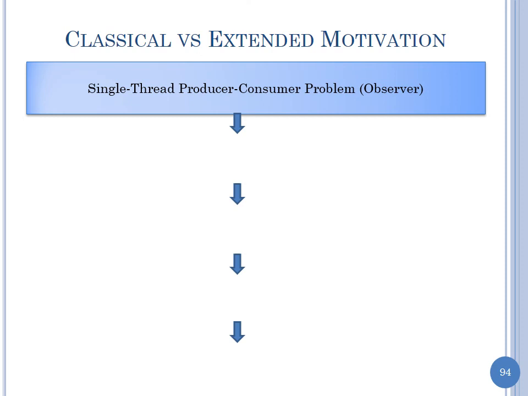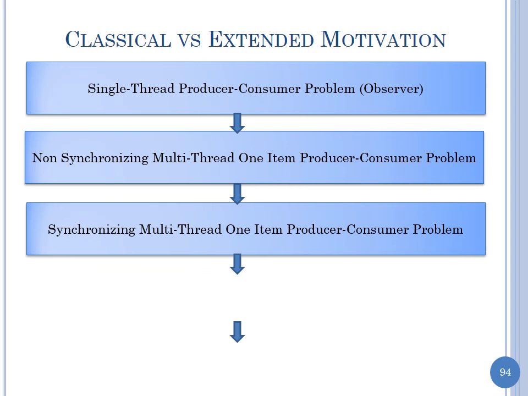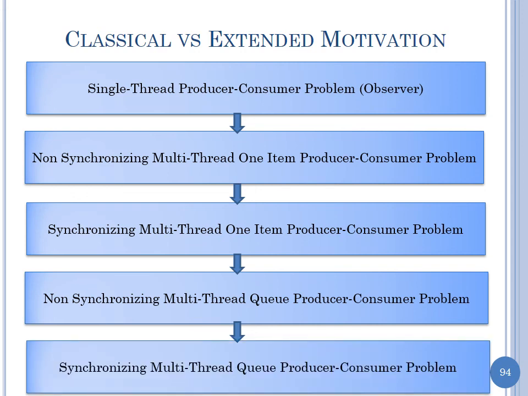So what have we done? We started with the single thread producer-consumer problem. We went then to a non-synchronizing multi-thread one-item producer-consumer problem, a multi-threaded solution with one item that was not synchronized, with waits and notifies. Then we went to a one-item synchronized producer-consumer problem. Then a non-synchronizing multi-thread queue producer-consumer problem. And finally, a synchronizing multi-thread queue producer-consumer problem. So we went in gradual stages.